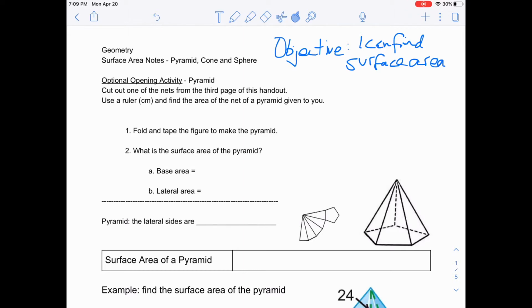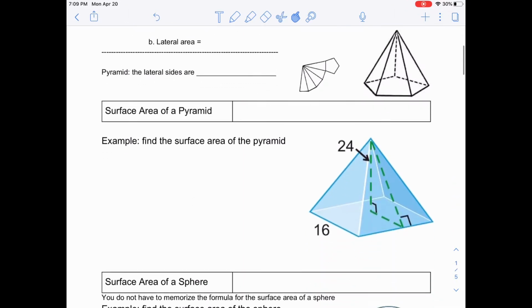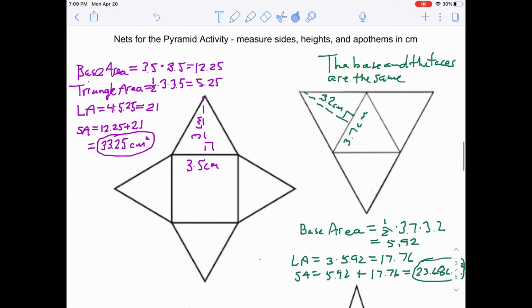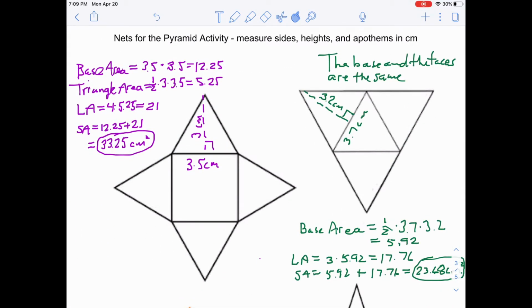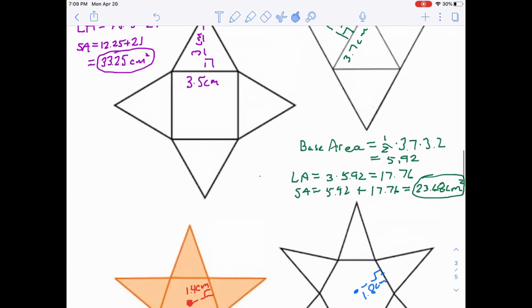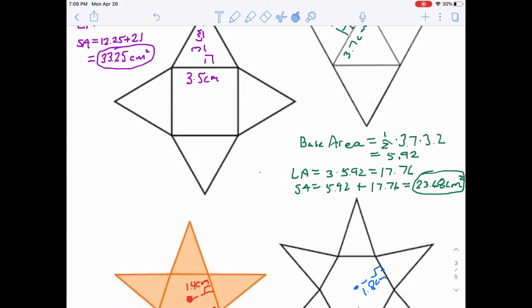Now that we're back, let's go ahead and take a look at those 4 problems. So we'll scroll to the third page. Here's the first 2. The first one here has a square base with triangles on the side. It gets a total surface area of 33.25 square centimeters. The second one is a triangle base with triangle sides. So all the sides and the base are the same. You get a total surface area on that one of 23.68 square centimeters.